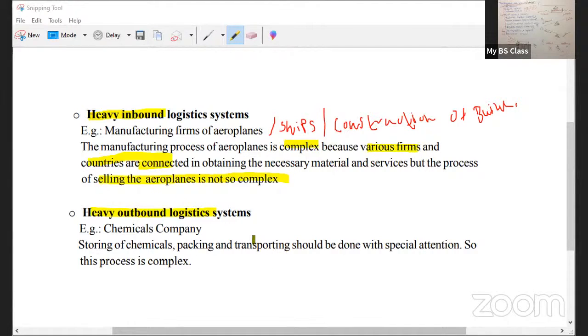But the other way around happens when you come to the heavy outbound. So something like chemicals, right? And something like weapons, explosive items. Shall we add more examples? Right, weapons, explosive items.